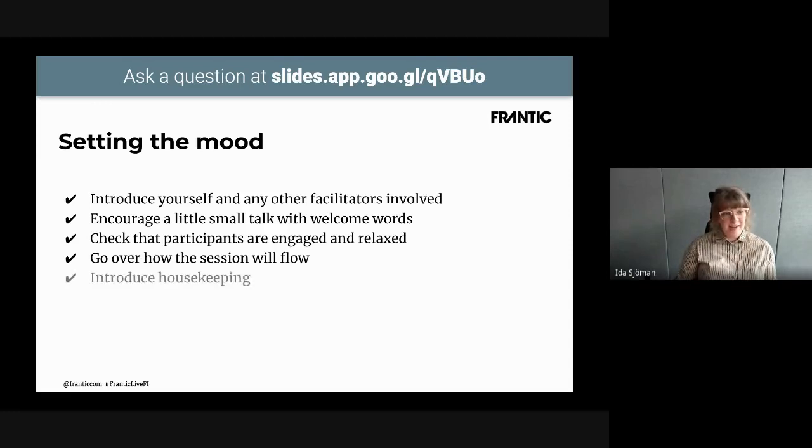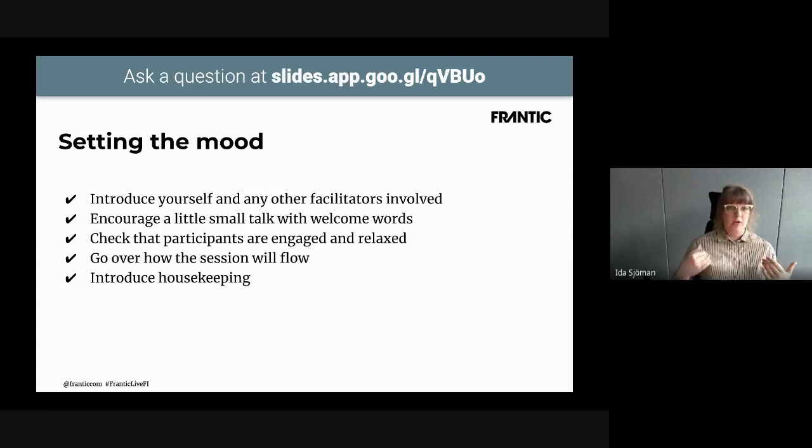Then to the heavy part. Obviously I go through what's going to happen, so make sure that people know. I usually provide this in writing as well so that they can follow themselves. Just make sure that they know the timetable and when they can ask questions. And then we get into the housekeeping that we've talked about already today a bit.